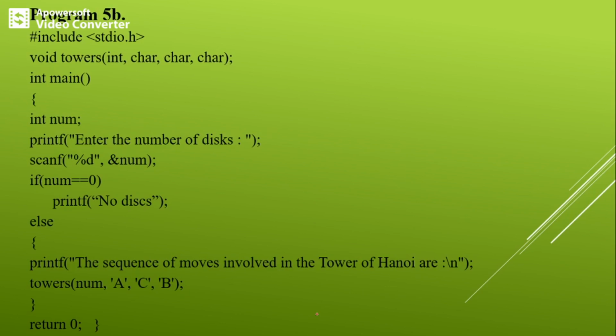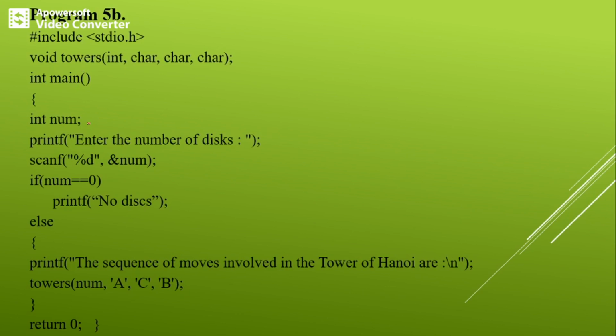Now coming to the program, as usual we include stdio.h, then I have declared the prototype of the function, that is the tower function. This will do the moving of a disk from a source pole to the destination pole. Next I have written the main. Main is the entry point for a C program.